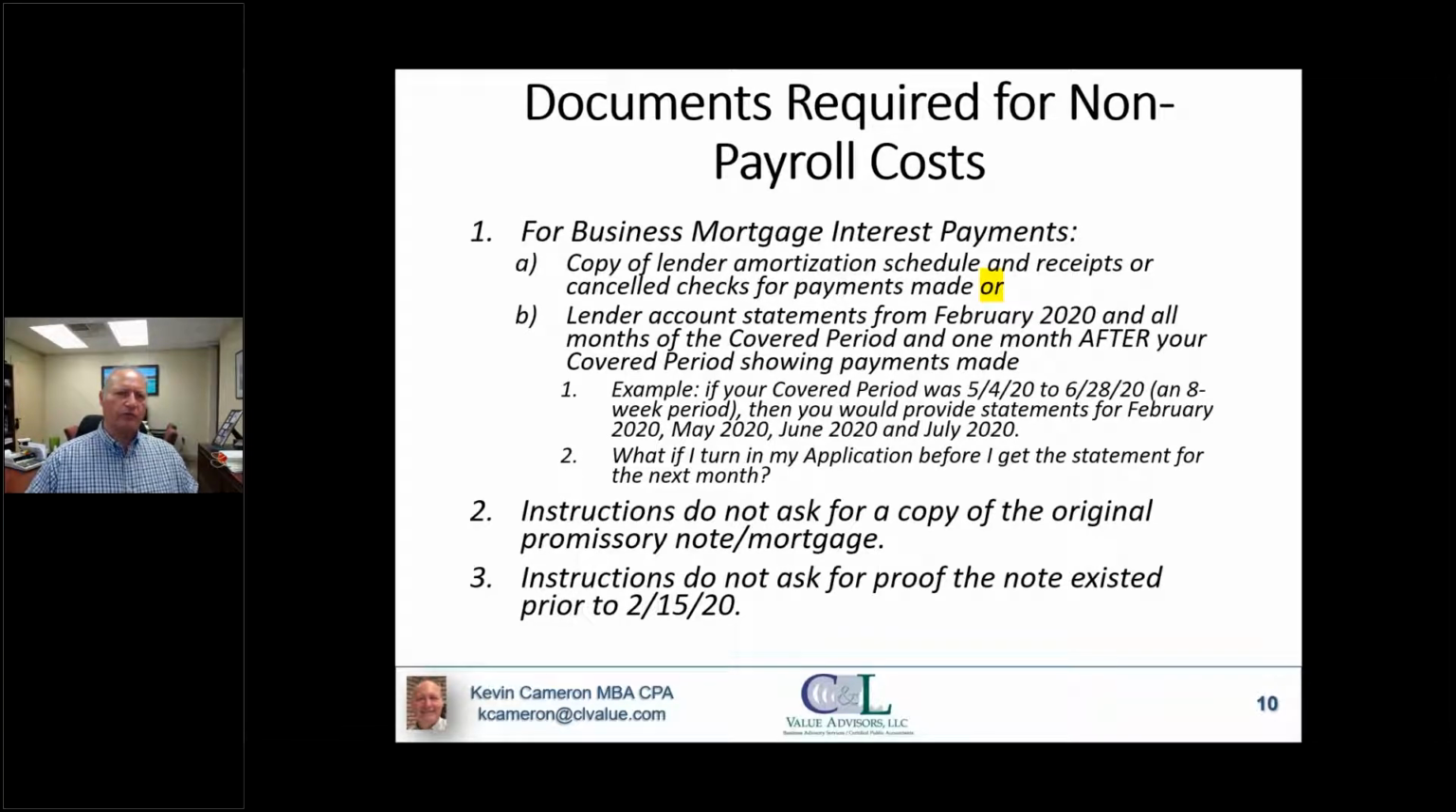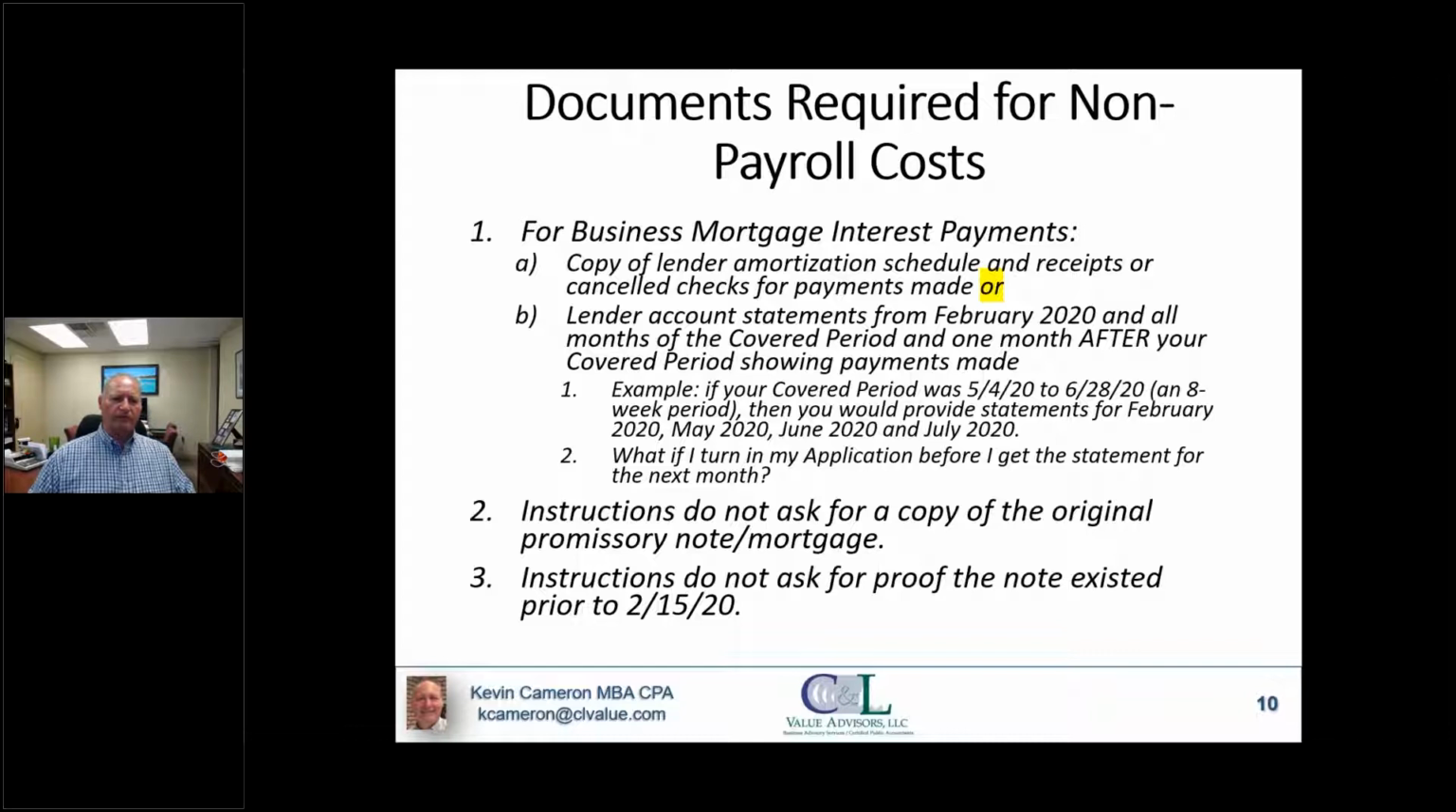A lot of us got our loans from the lender that has the mortgage with us. So obviously they have access to that data, but I would still compile it. I wouldn't expect the lender to go pull that from their records. It's interesting because the instructions to the forgiveness form doesn't tell us that we need to provide a copy of the original note. So I thought that was kind of interesting. But you can see from here, it's pretty straightforward as to what they need. And again, I highlighted the or because it's not and. You can provide the statements and copies of the receipts and checks or the amortization schedule.